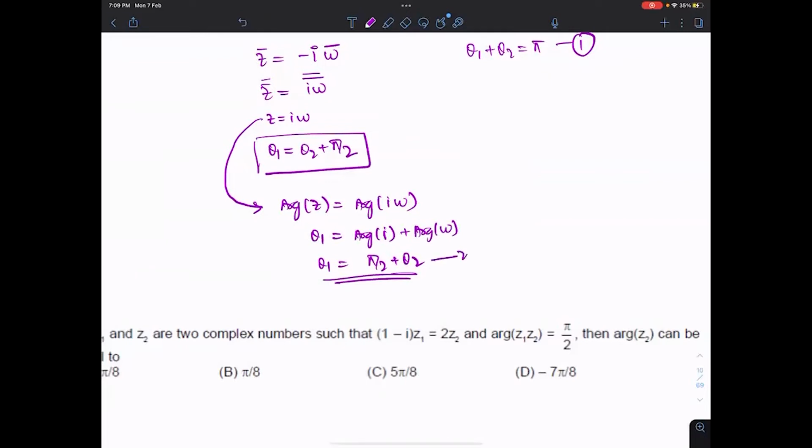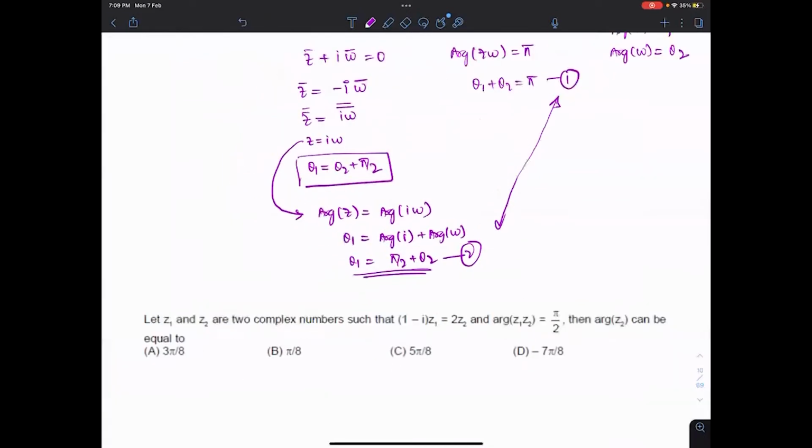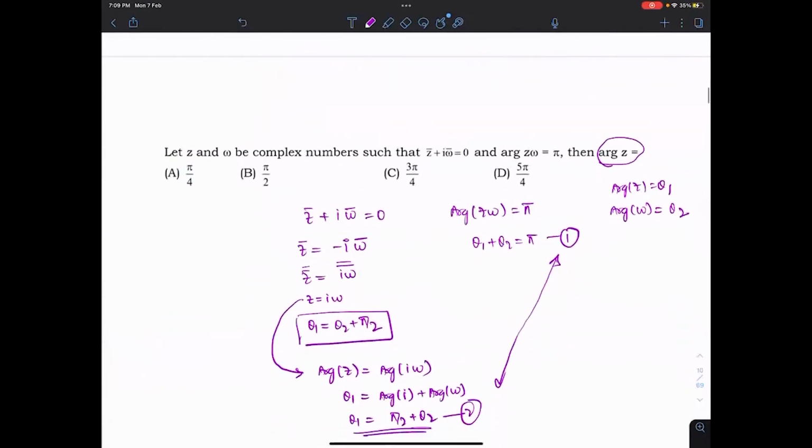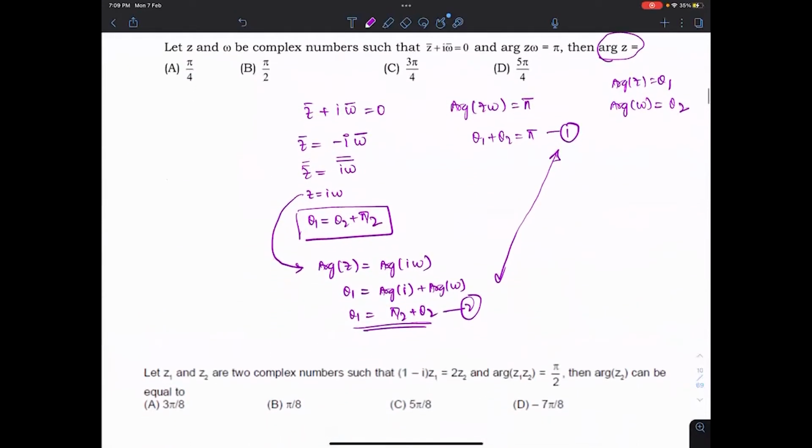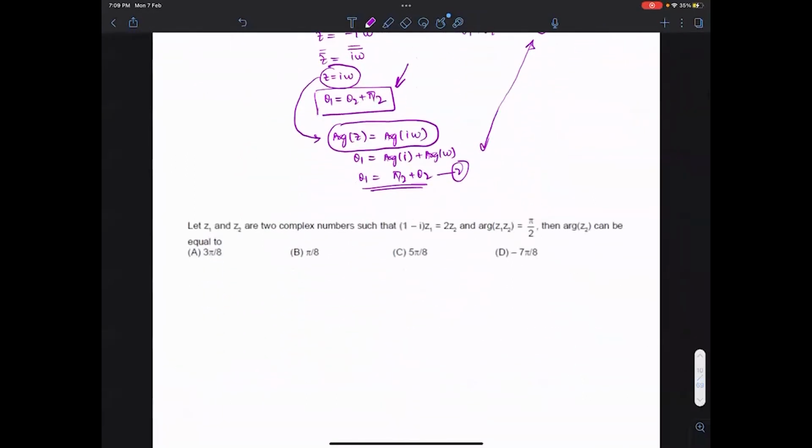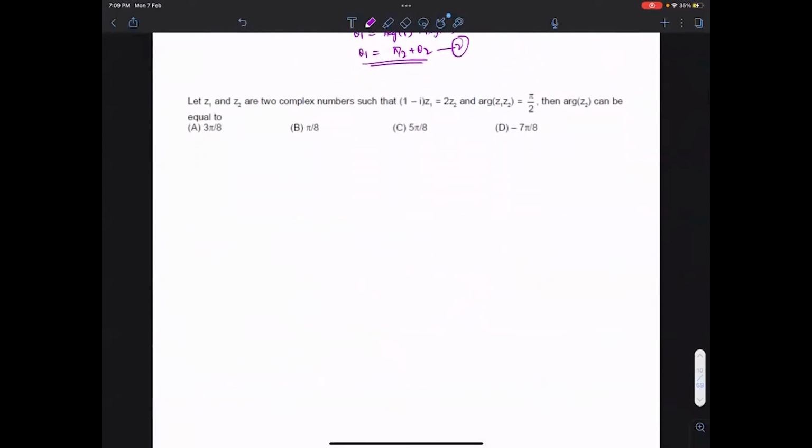So two equations, two unknowns. You can solve for theta 1. No? Okay. This is a previous JEE question. Very simple. The idea which you should get is how to get this relation. You may get that idea either from rotation or by applying argument on both sides. Okay. That is the logic here. Okay. Next one.